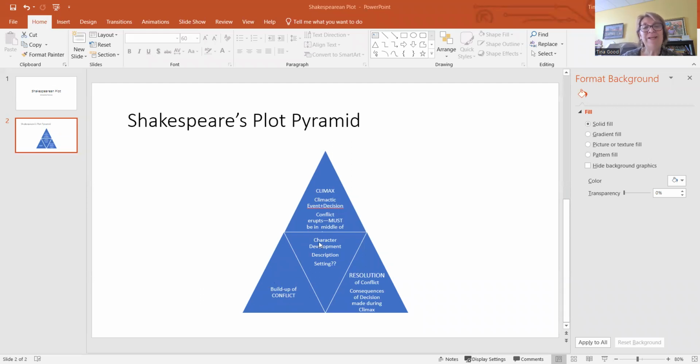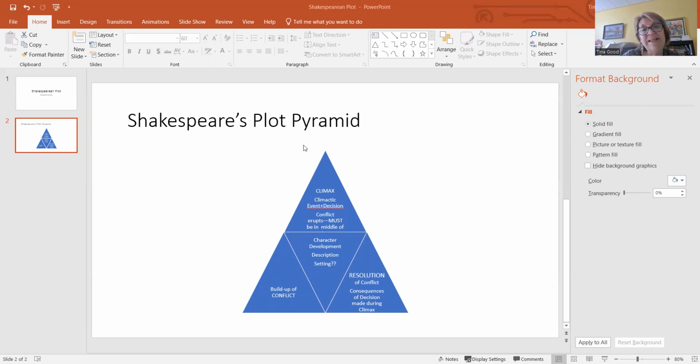So what do I mean by climax? Well, here our main characters will have this conflict. This part of the play is building up that conflict, setting a context for it, and beginning to introduce us to the characters, who they are, what motivates them, maybe some description. You decide how much setting. Obviously in Shakespeare, there's not a lot of setting. We get a little bit, but not a lot. The most important thing is the character development and the conflict.